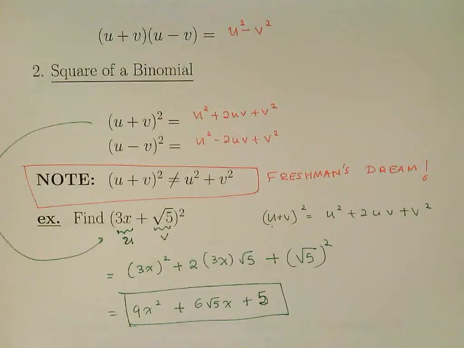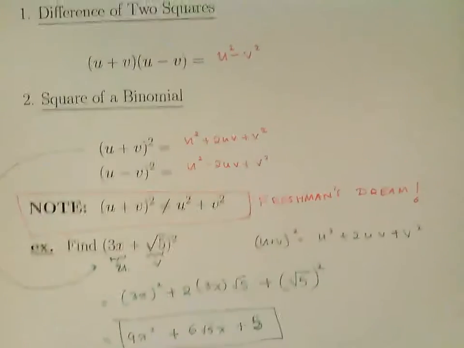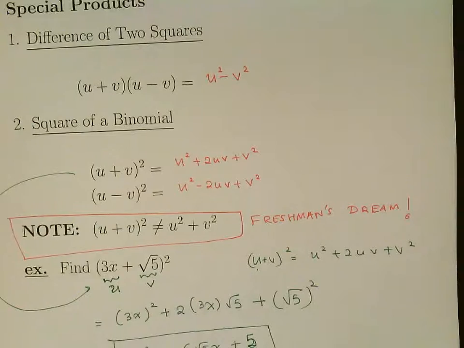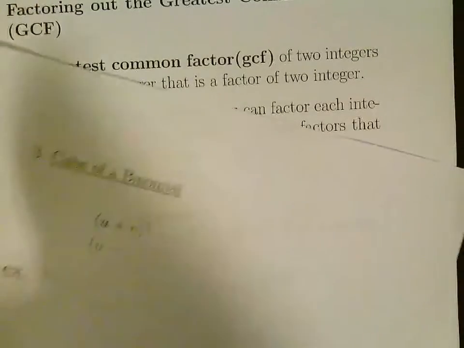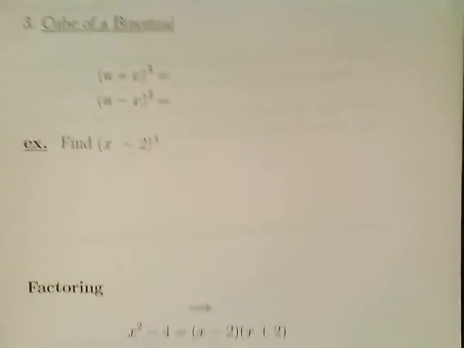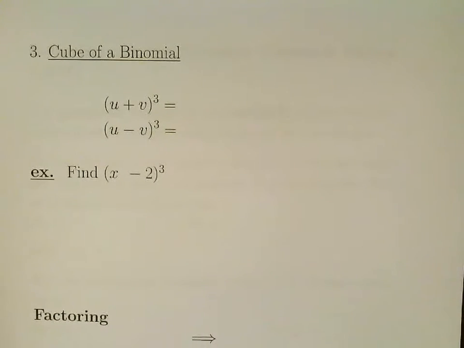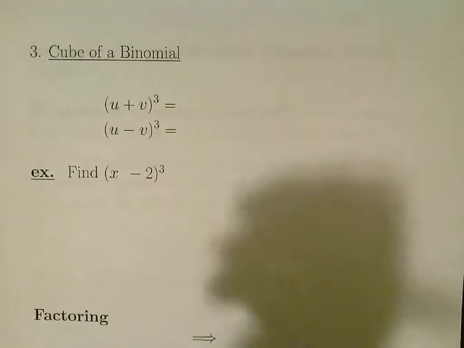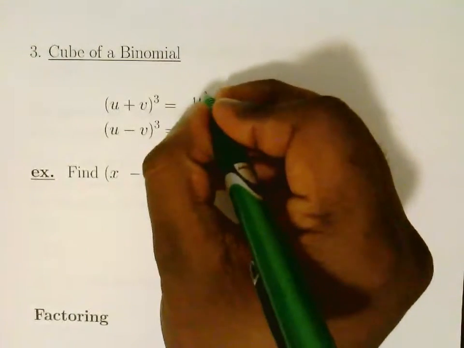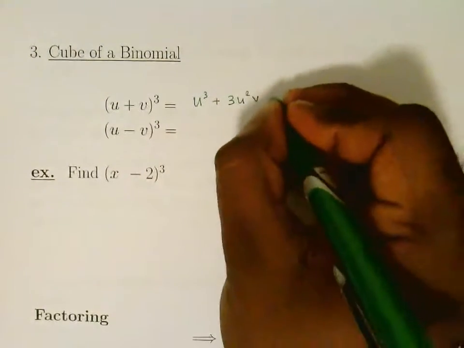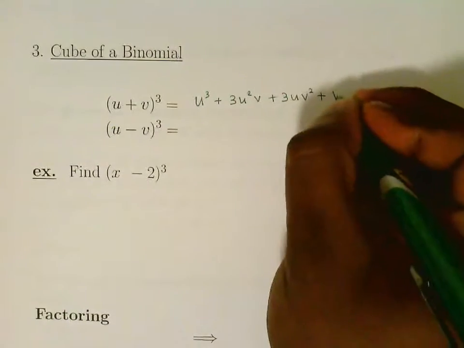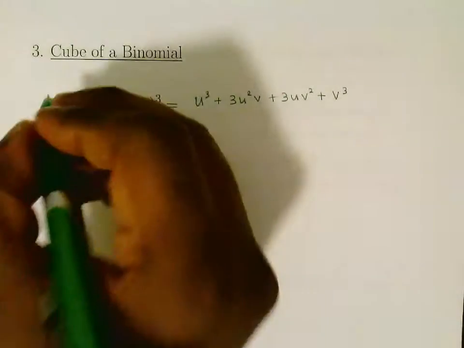Okay, so let's move on to cube. Again, what's really important here is the formula, not the way you obtain it. You can see that this is just foiling 2 times. But let's try to remember the formula: u cubed plus 3u squared v plus 3uv squared plus v cubed. It's something you need to memorize.